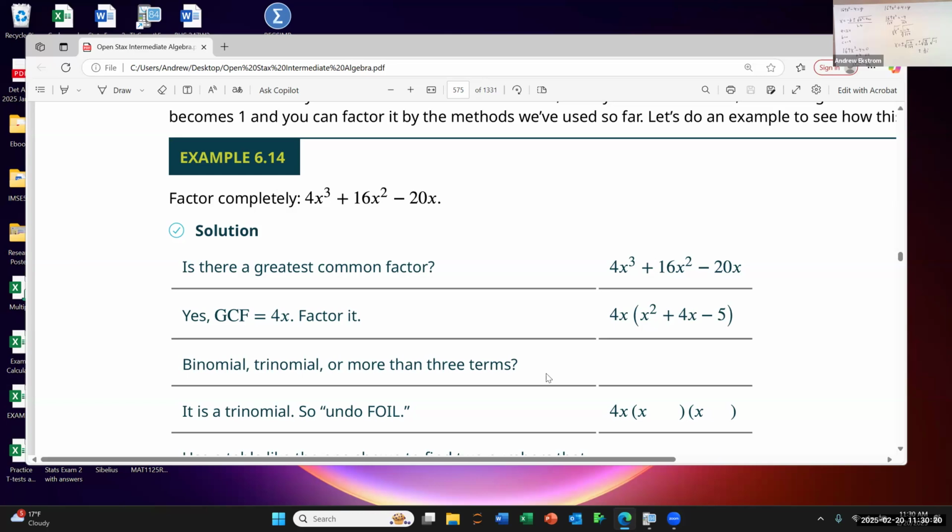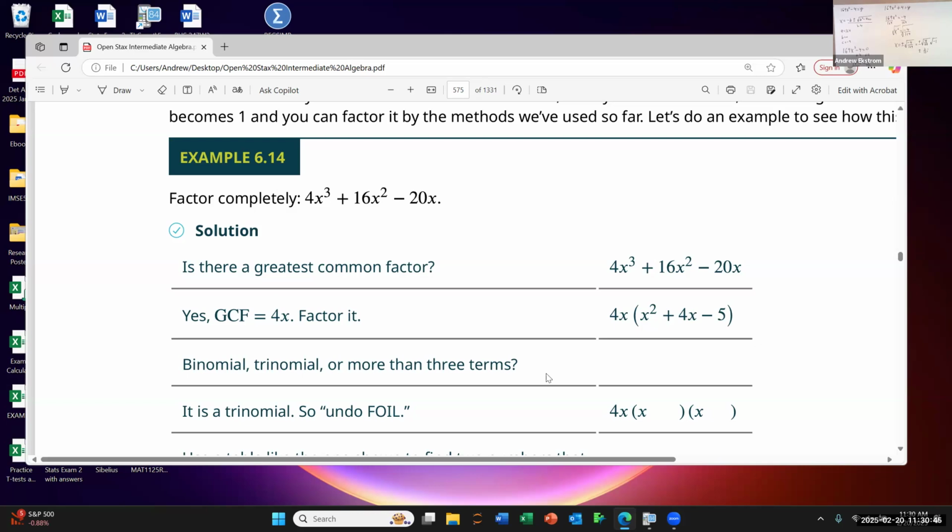So what are two factors of -5 that when you combine them together, you get +4? +5 and -1, right? And then 5 minus 1 is 4. So you can figure it out that way. But if you're looking at this and you don't instantly see that, then what?